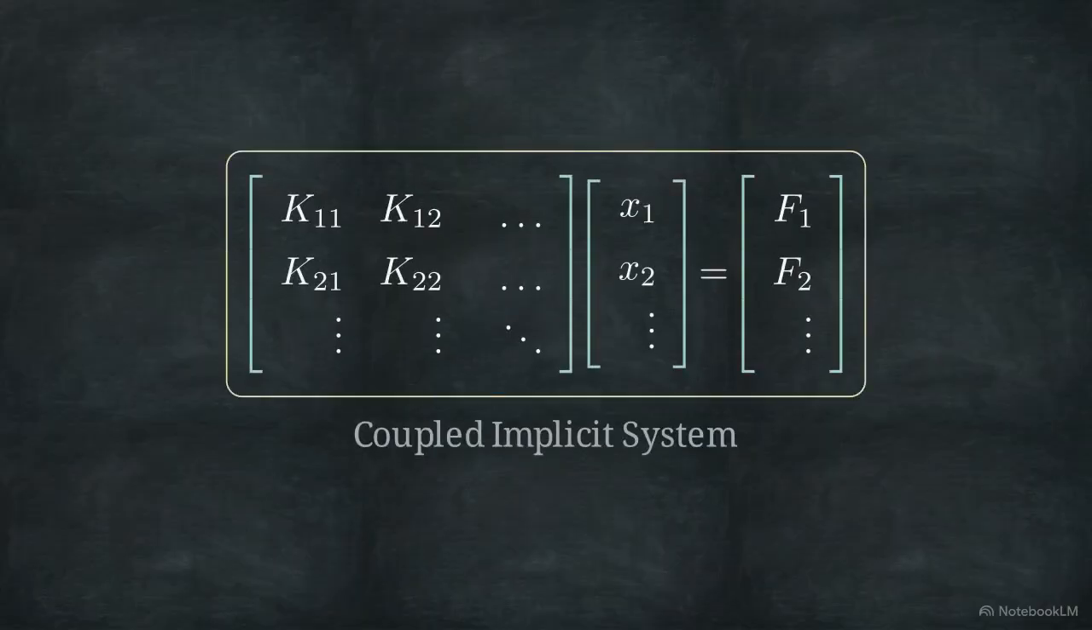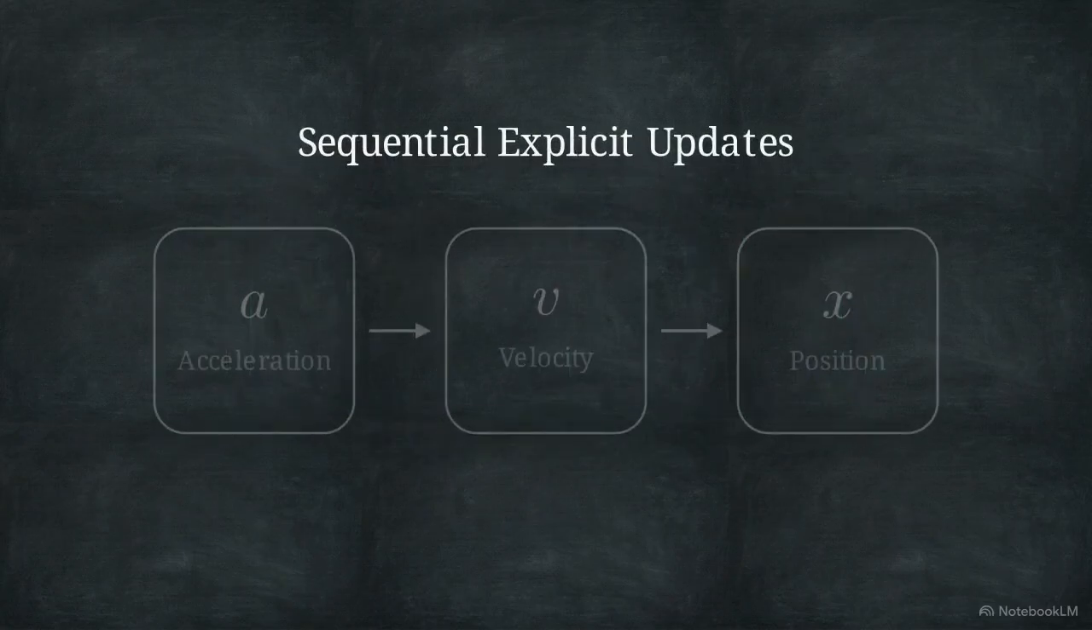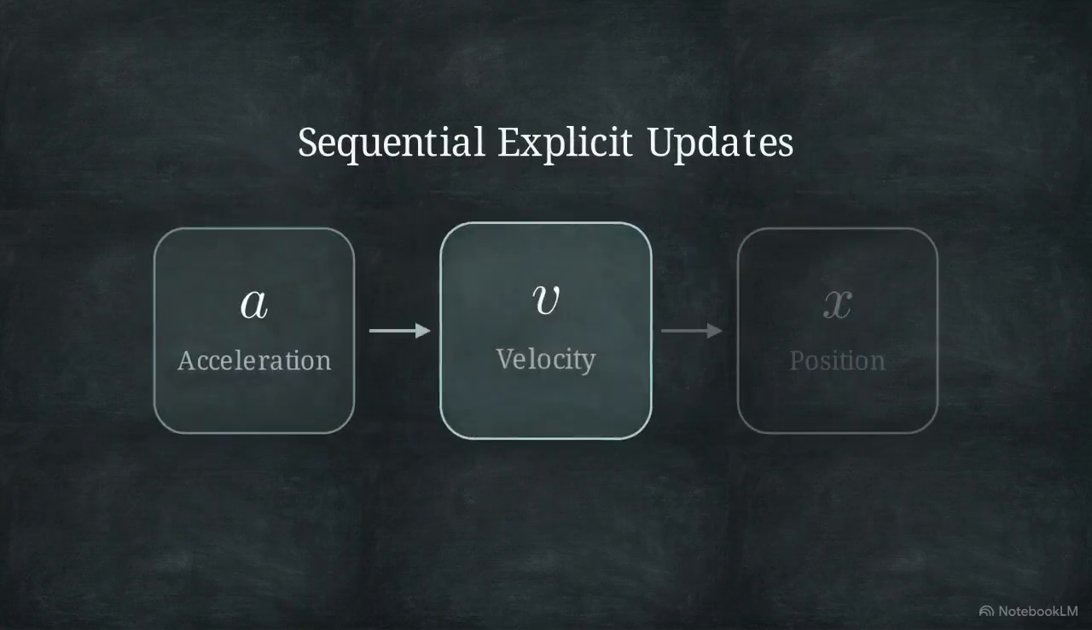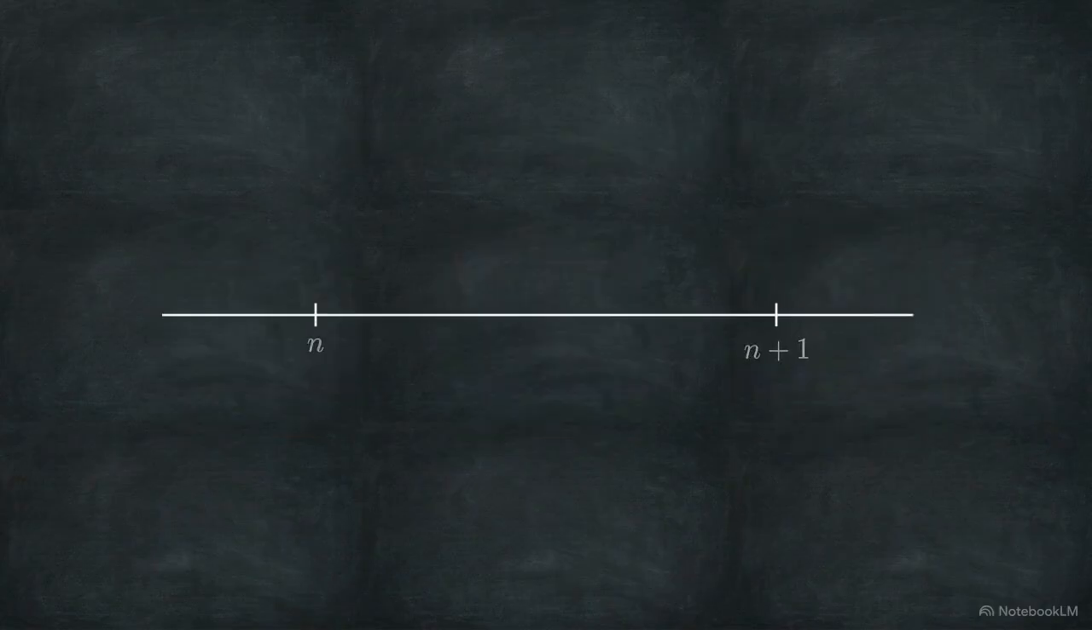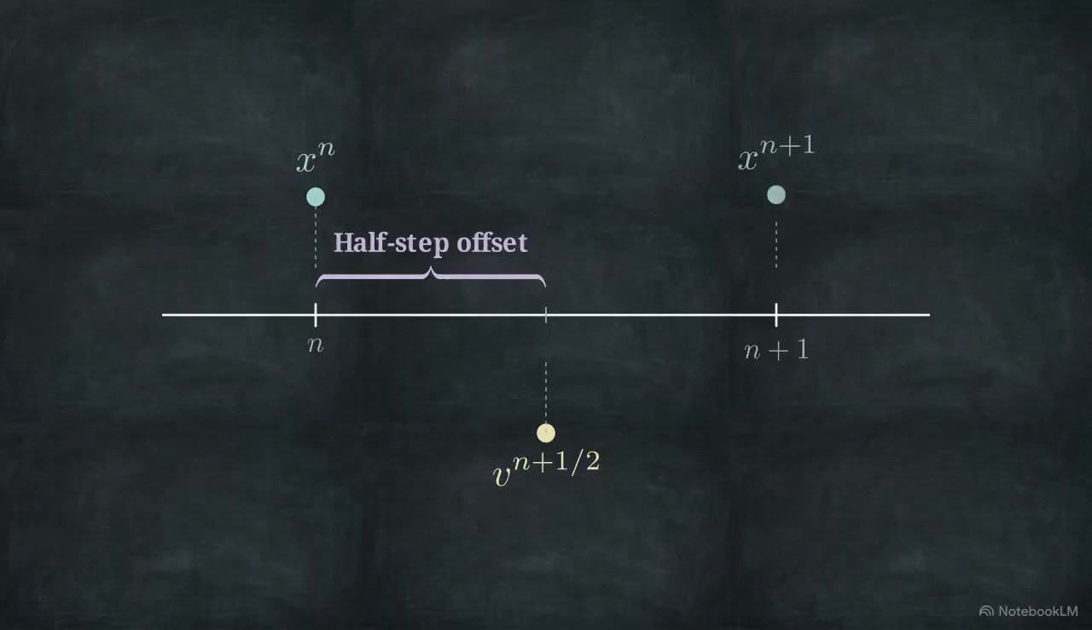Bypassing this matrix bottleneck requires a shift in logic. Instead of solving an entire system at once, the math moves toward direct, independent updates for each variable. Most standard algorithms attempt to calculate an object's position and its velocity at the exact same moment in time. The Leapfrog method functions by intentionally desynchronizing these two variables.